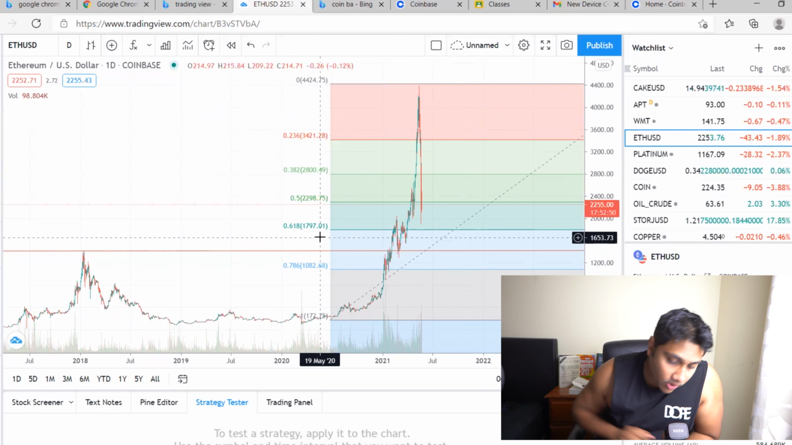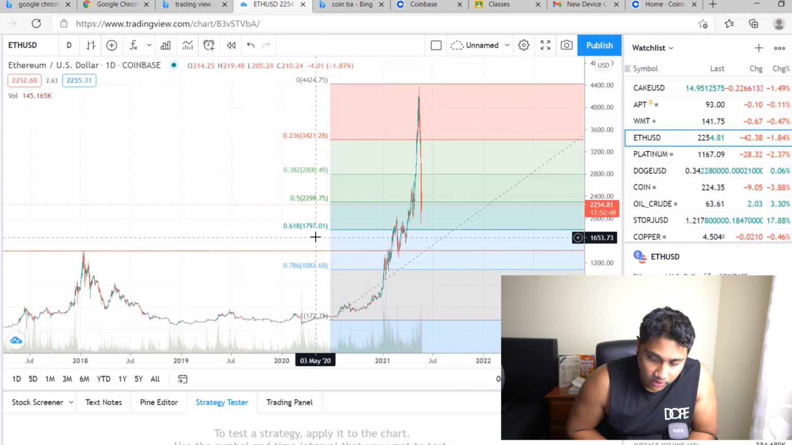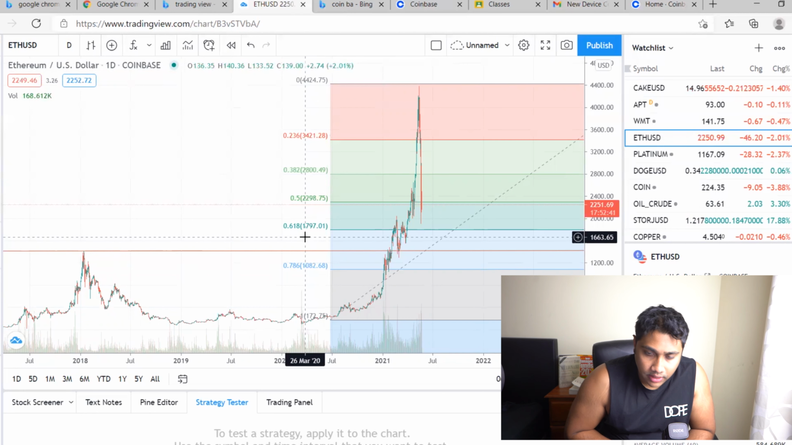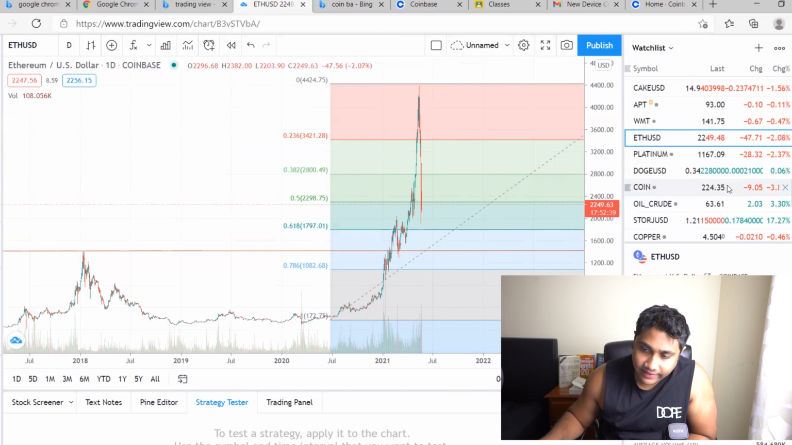So that's Ethereum. I'm going to talk about Ethereum 2.0. It's going to roll out this year, and I think it'll be revolutionary. And now let's look at ADA.